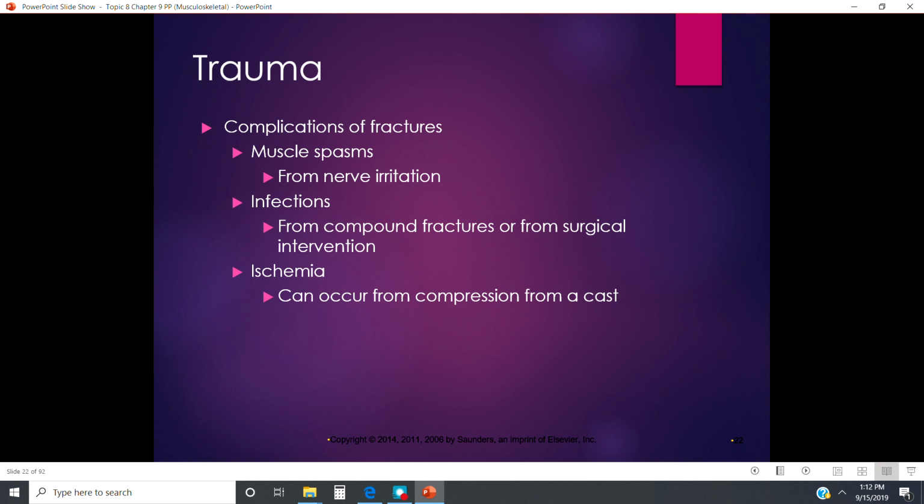Ischemia is another problem that can occur. Remember that ischemia is when blood vessels are not bringing blood to an organ or a tissue. So this can happen if a cast is too tight, or if there's actually continued swelling in the cast, and as the swelling occurs, the pressure builds up inside the cast, because we know that a cast is not going to expand, right? It's rigid. So that could result in ischemia because the blood vessels are being compressed by the increased pressure.